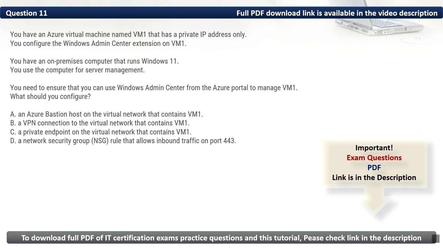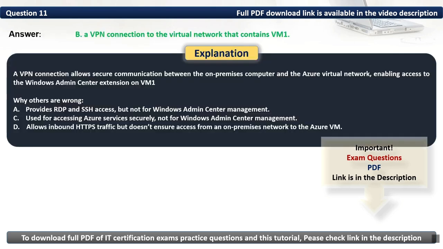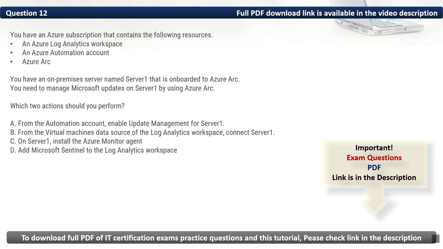As such, we should configure a VPN connection to the virtual network that contains VM1. Thus, the correct option is B. A VPN connection allows secure communication between the on-premises computer and the Azure Virtual Network, enabling access to the Windows Admin Center extension on VM1.